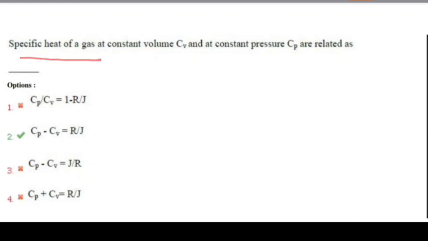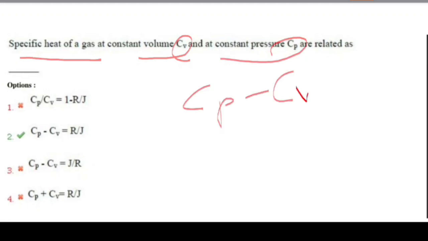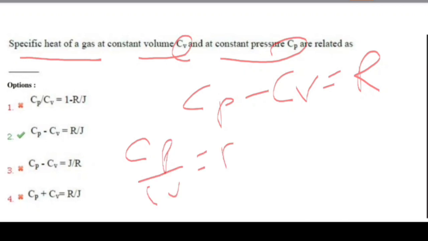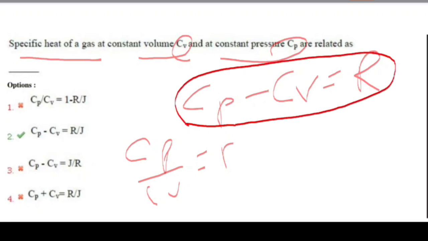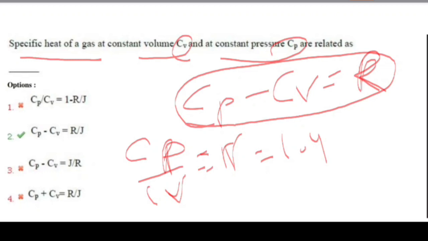The specific heat of a gas at constant volume Cv and at constant pressure Cp are related as Cp minus Cv equals R. Cp by Cv equals gamma. Remember these two conditions. Specific heat at constant pressure minus specific heat at constant volume is equal to the gas constant R. And the ratio of specific heats at constant pressure and constant volume is gamma, which is nothing but 1.4.